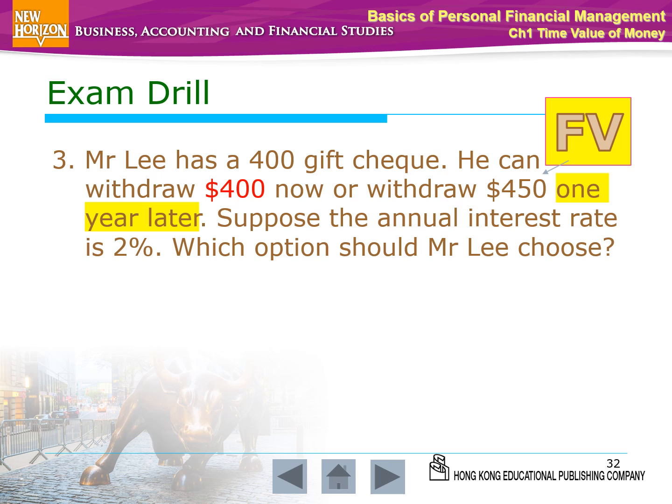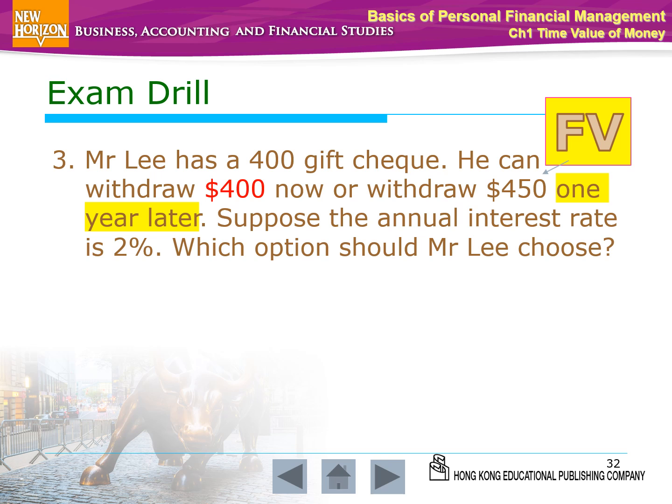Okay, 3. Mr. Lee has a 400 gift check. He can withdraw $400 now or withdraw $450 1 year later. Suppose the annual interest rate is 2%. Which option should Mr. Lee choose? So I've told you that this chapter can help you to make decisions. You're facing 2 options. $400 now or $450 in 1 year of time.